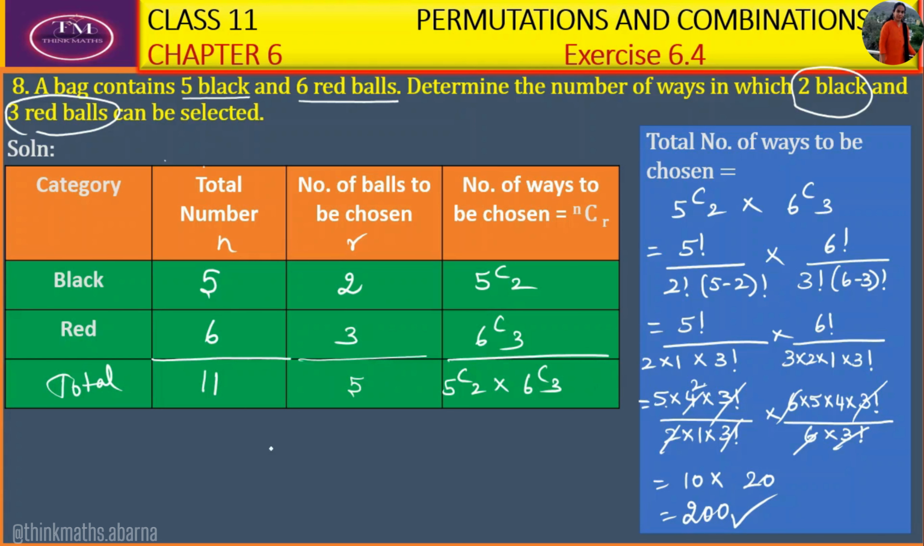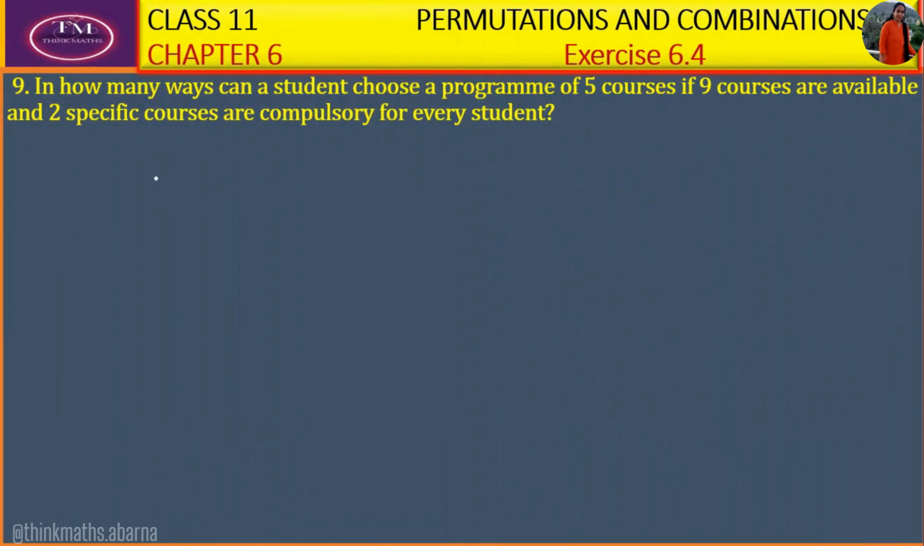Clear, children? Moving on to the last problem. In how many ways can a student choose a program of 5 courses if 9 courses are available and 2 specific courses are compulsory for every student? So, you have 9 courses. In these 9 courses, 2 courses are compulsory. So, they have to choose these 2 courses compulsorily. But how many courses do they have to choose for the program? They have to choose 5 courses. In that, 2 are compulsory, so they have to choose from the others. They have to choose 3.